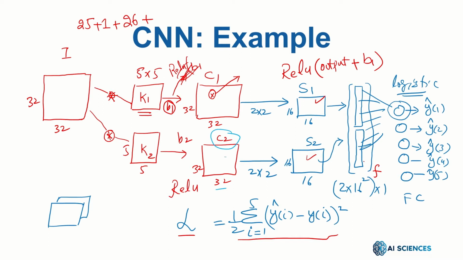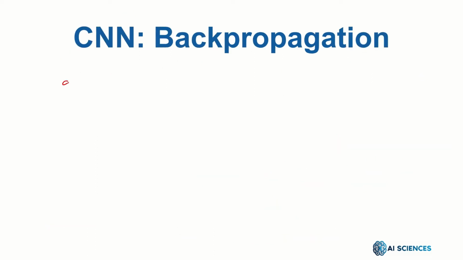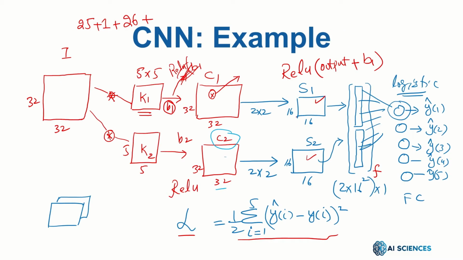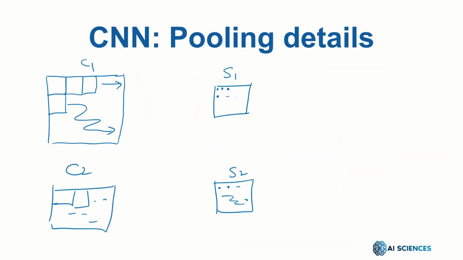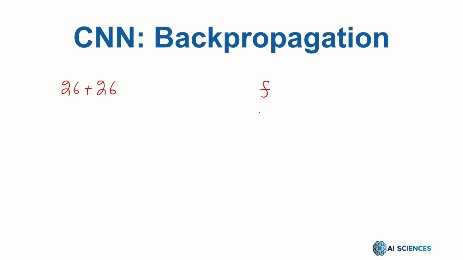Let me go to the next slide. We have 26 parameters for K1, 26 parameters for K2, and then we have the vector F, whose size is 16 squared plus 16 squared. 16 squared is 256, and 256 plus 256 is 512. So that vector is 512 by 1.